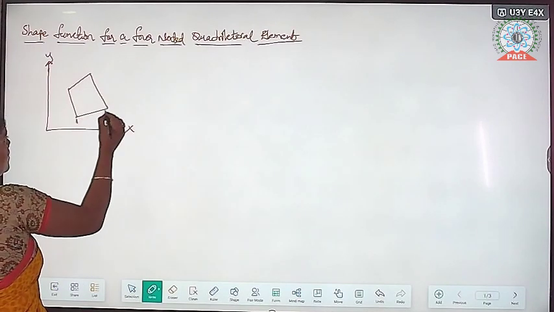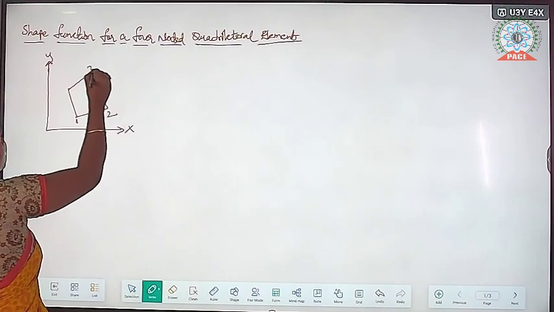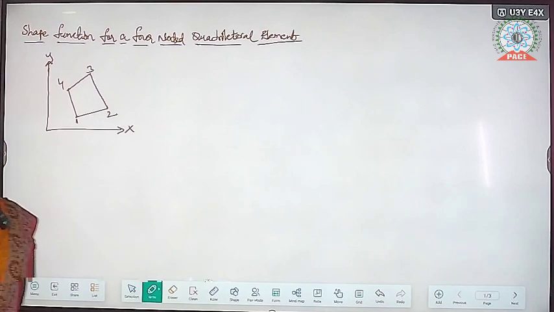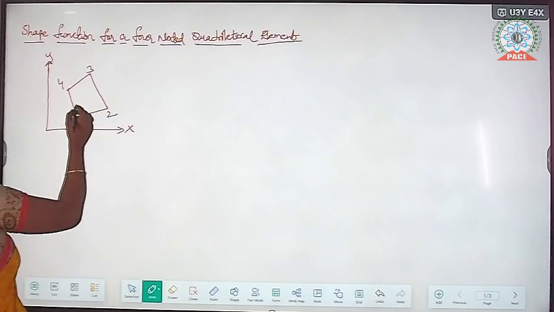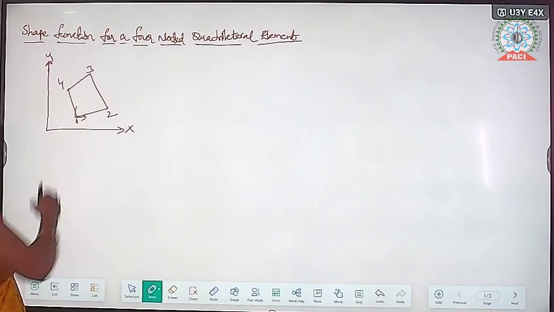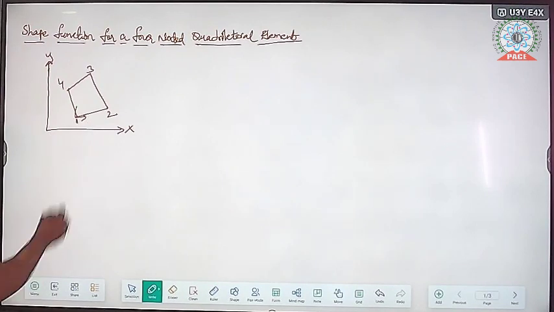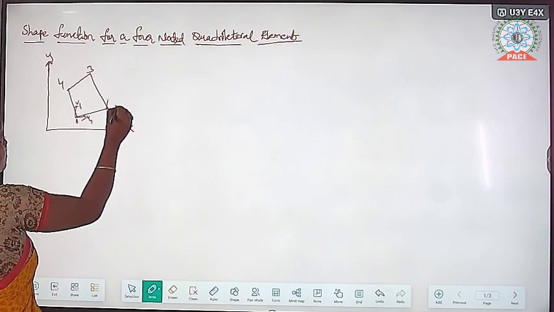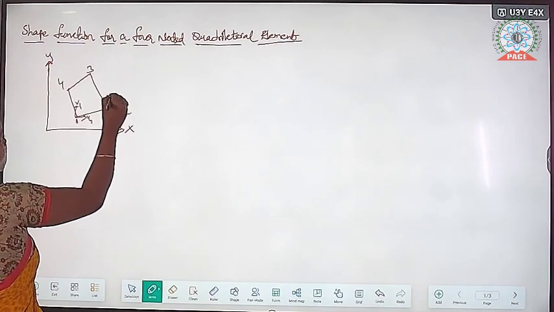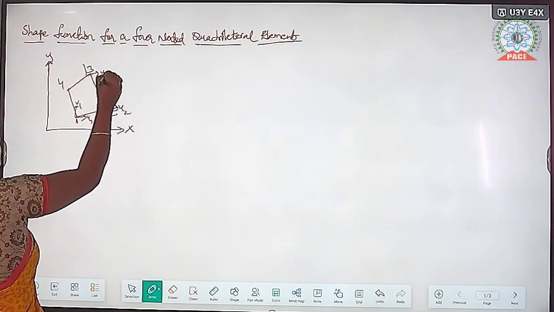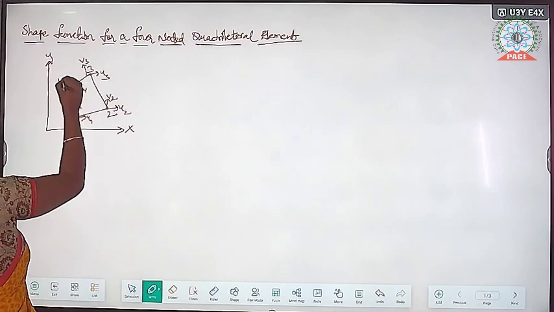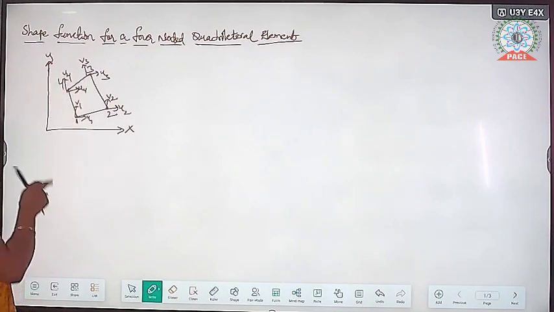This is node 1, this is node 2, this is node 3 and this one is node 4. Every node has x and y directions, which means every node has u and v displacements. For node 1, u1 and v1; for node 2, u2 and v2; for node 3, u3 and v3; and similarly for node 4, u4 and v4. So these are the four nodes. Every node has 2 degrees of freedom, which means the x and y directions.